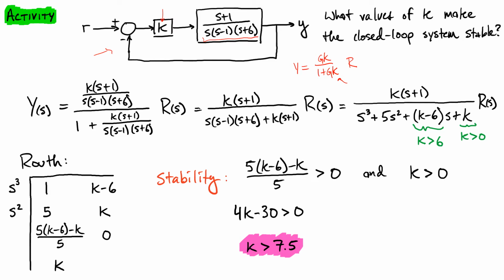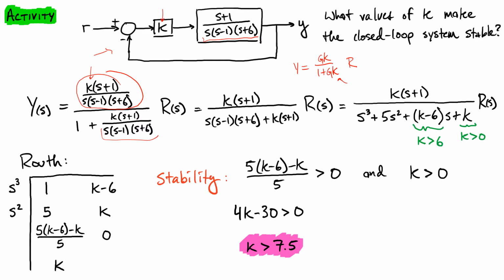So if we go ahead and write this out, you're going to put GK, so the s plus 1, s minus 1, s plus 6, that's all G, and K is simply just the constant now K. So that's just a value now, not a whole transfer function. And then 1 plus that same value. So that's our closed loop transfer function. Let's go ahead and simplify it.